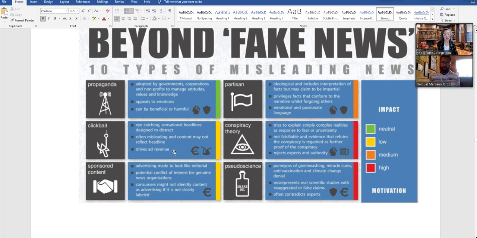Clickbait is an eye-catching, sensational headline designed to distract, often misleading. The content may not reflect the headline. It drives ad revenue. You've seen the picture of a naked woman, and at least for a guy, they want to click it. For a woman, it's a beautiful man with rippling muscles. Then you want to click to see what's behind that one. So that's clickbait.